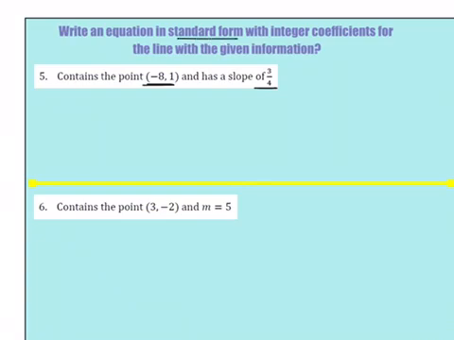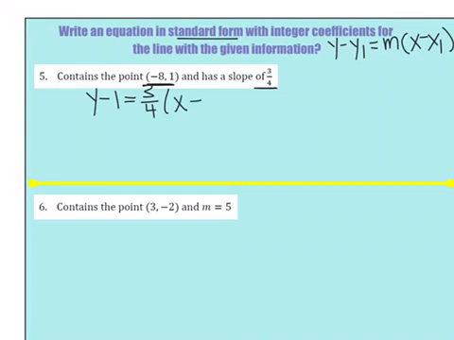So point slope form tells me y minus y1 equals m times x minus x1. So I'm going to go ahead and follow that. So I get y minus, my y1 is 1, equals my m, which is the 3/4, times x minus a negative 8. So I can rewrite that as y minus 1 equals 3/4 x plus 8.